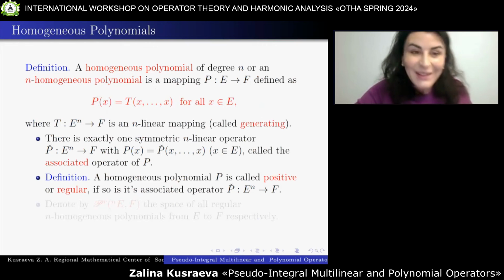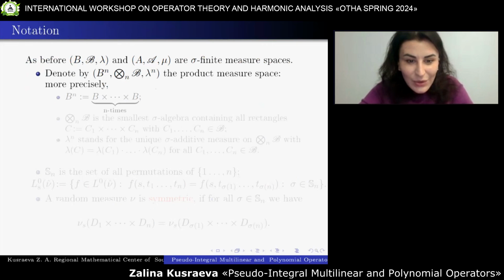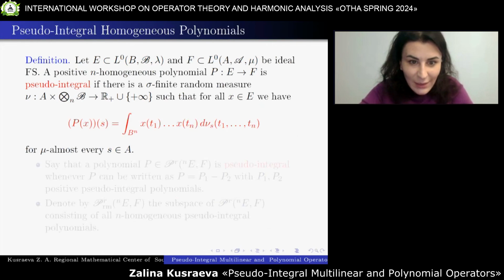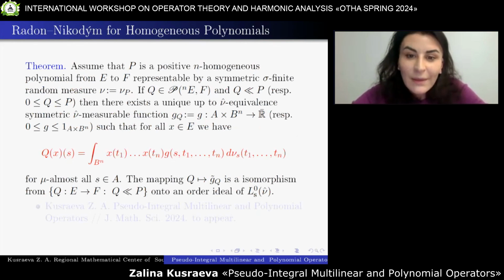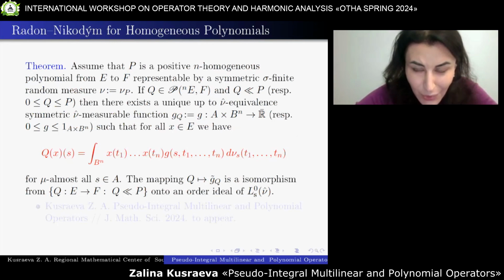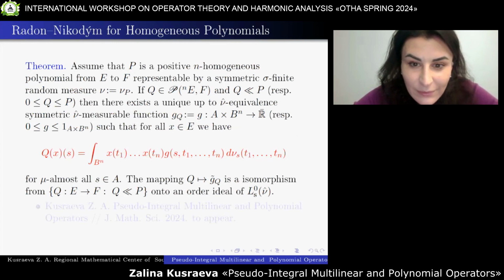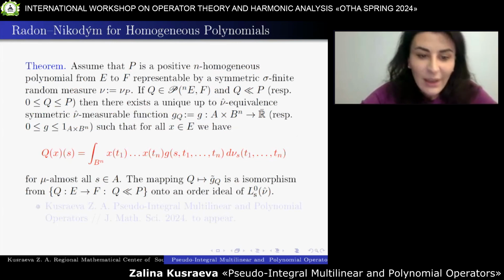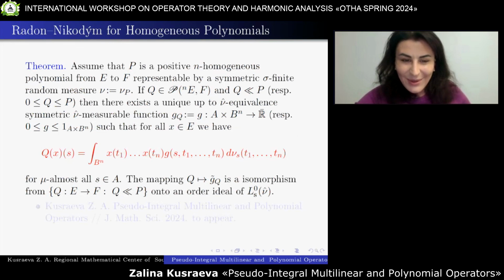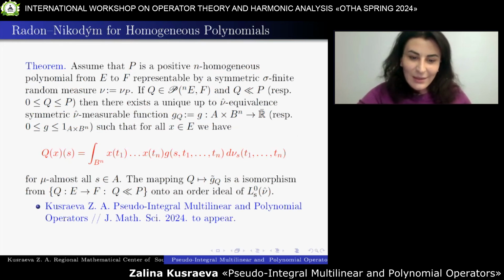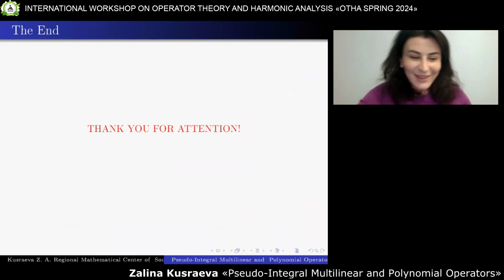I will not introduce the definition of a polynomial. I just show it here on the slide. I will omit all these slides and just say that for the class of homogeneous polynomials, which are nonlinear operators, we also have a Radon-Nikodym type theorem, and it is represented here. I just finish this way, and this is all, I think. Thank you very much.